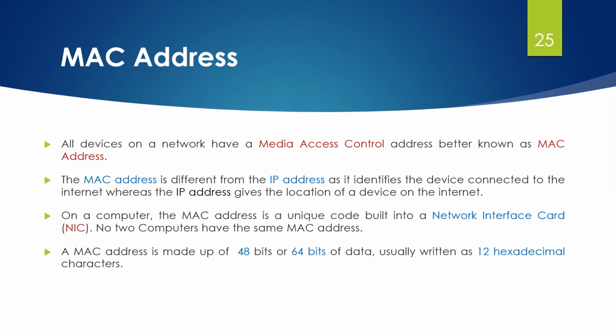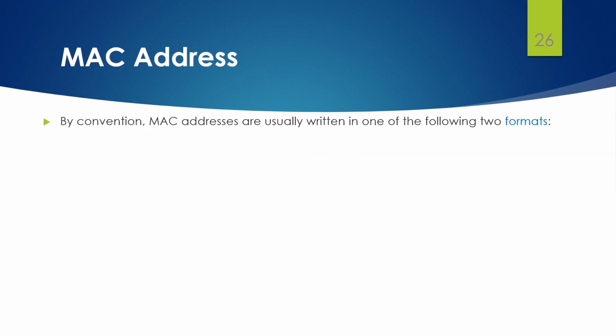A MAC address is made up of 48 bits or 64 bits of data, usually written as 12 hexadecimal characters. And the Wi-Fi MAC address on my phone, for example, is, as you can see, 00:2D:56:56:12:78. By convention, MAC addresses are usually written in one of the following two formats.